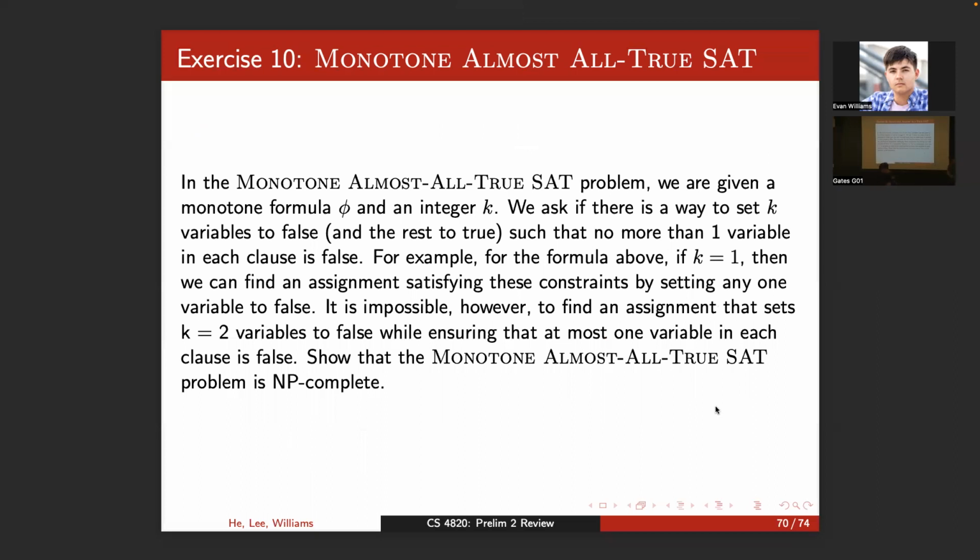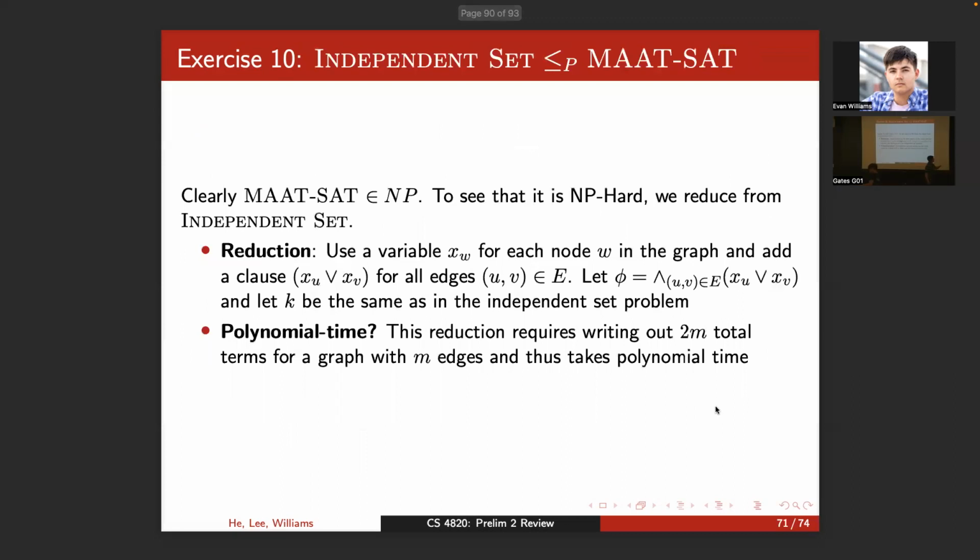I'm not going to give you guys time to think about it. I'll just talk through it. So next one. Okay. Clearly it's in NP. To see that it's NP-hard, we're going to reduce from independent set. So here's an example of a SAT reduction that does not just reduce from another variation of SAT. I think this one is useful to understand as well.